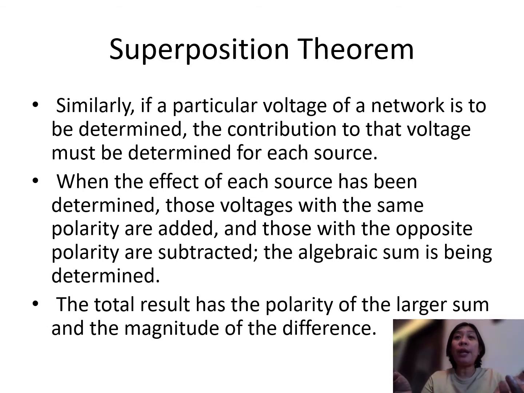Okay, so which polarity are we going to follow? The total result has the polarity of the larger sum and the magnitude of their differences. If they have the same polarity, no problem, we simply add them. But if they have different polarities, we really have to subtract them, and then we follow the polarity of the one which has a larger value.